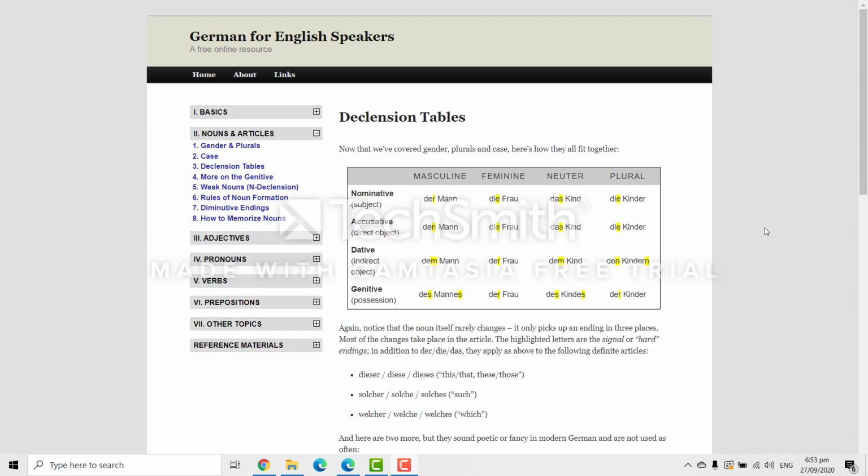So now we've had a little look at what we need to decline in German for the different cases and the different words that require declension. It's time to have a look at the spelling for each kind of word, each case, and each gender.